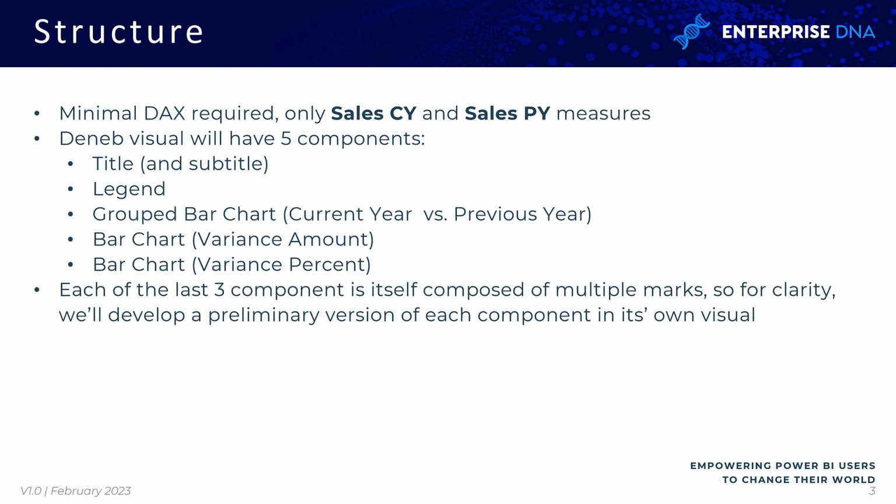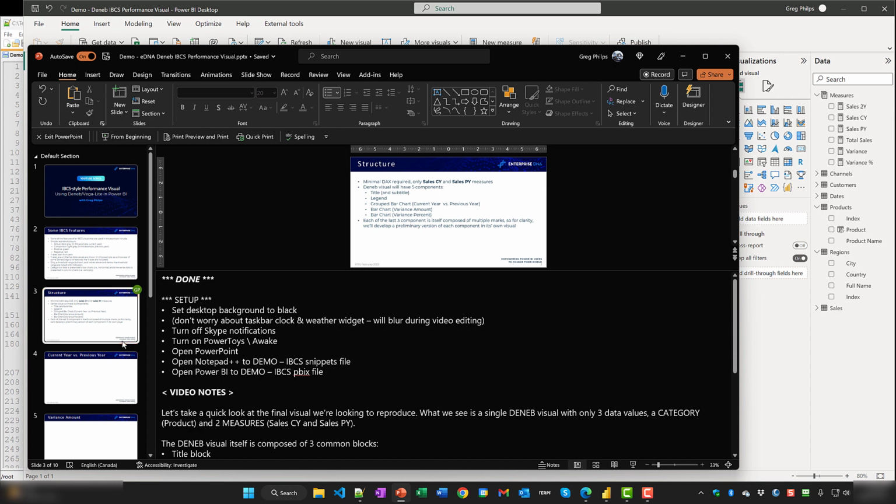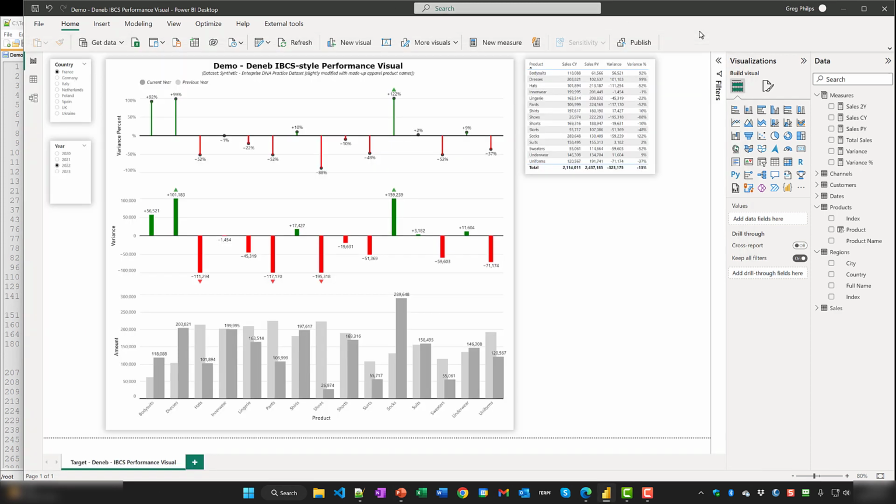Let's take a quick look at the final visual we're looking to reproduce. I'll just flip over to Power BI here. So what we have is a single Deneb visual with 3 data values being added in: the product, the sales current year measure, and the sales previous year measure.